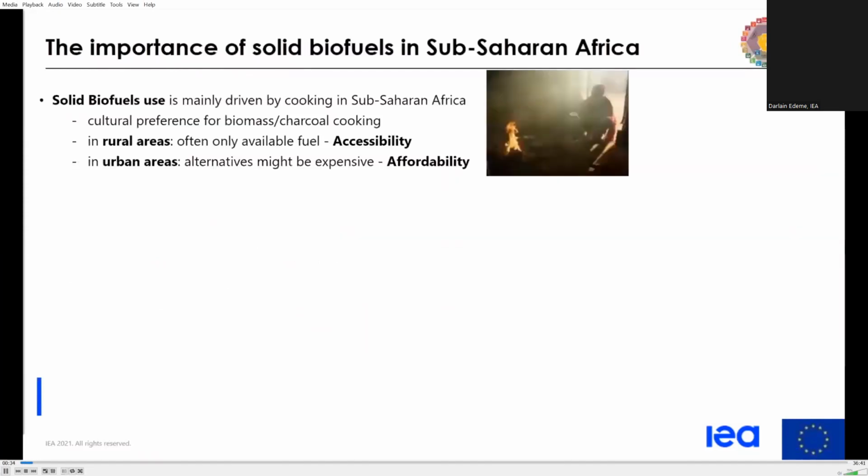First, there is the cultural preference of some people who prefer to cook using firewood traditionally, but there is often an accessibility issue in rural areas for other sources of energy such as LPG, and so firewood is usually the most accessible fuel for cooking.